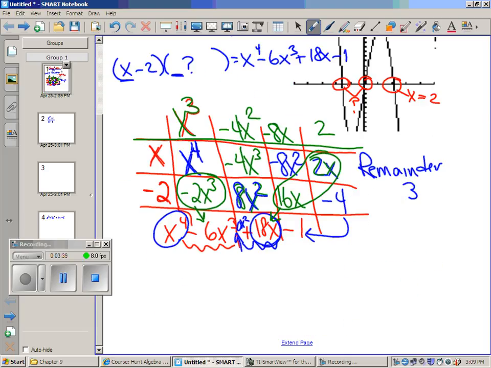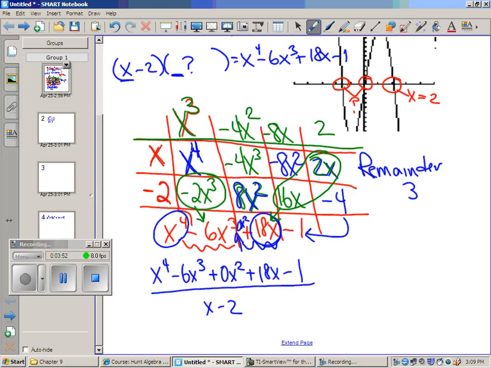So my answer then for the original division problem, x to the fourth minus 6x cubed plus 0x squared plus 18x minus 1 divided by x minus 2, is x to the third minus 4x squared minus 8x plus 2 with a remainder of 3. So I'd write that as 3 over x minus 2.